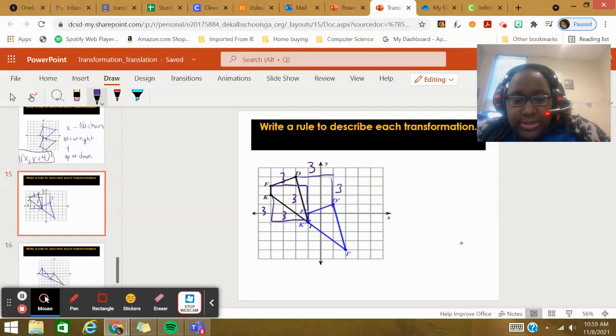And then let's try I. We went 1, 2, 3 units to the right. 1, 2, 3 units down. Okay, so that's our rule.